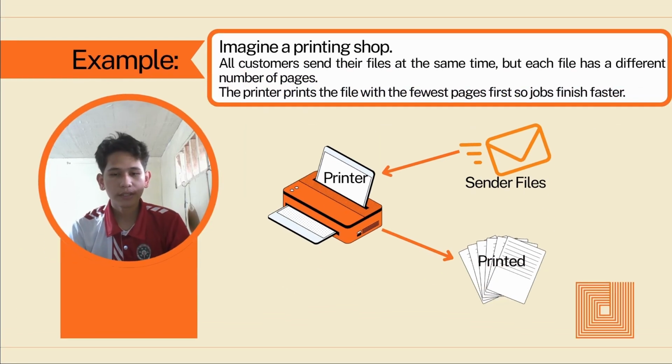To make it easy to understand, let's look at an example. Imagine a printing shop. All customers send their files at the same time, but each file has a different number of pages. The printer prints the file with the fewest pages first, so jobs finish faster. Each print job has a different number of pages. The printer always prints the job with the fewest pages first.